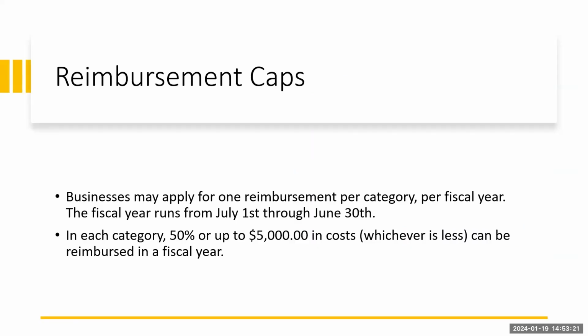Reimbursement caps. Businesses may apply for one reimbursement per cost category per fiscal year. The fiscal year runs from July 1st through June 30th. In other words, you may apply for all three reimbursements once per fiscal year. In each category, 50% or up to $5,000 in costs, whichever is less, can be reimbursed in a fiscal year.